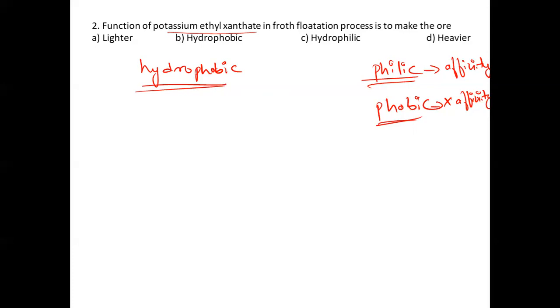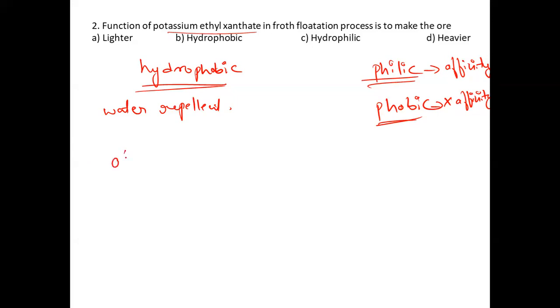Now hydrophilic is the substance which has the affinity towards water, and hydrophobic is the one with no affinity towards water. So in this process potassium ethyl xanthate acts as a hydrophobic substance, which is to make the ore water repellent. And here the metallic ore particles are preferentially wetted by the oil and rise to the surface with the froth.